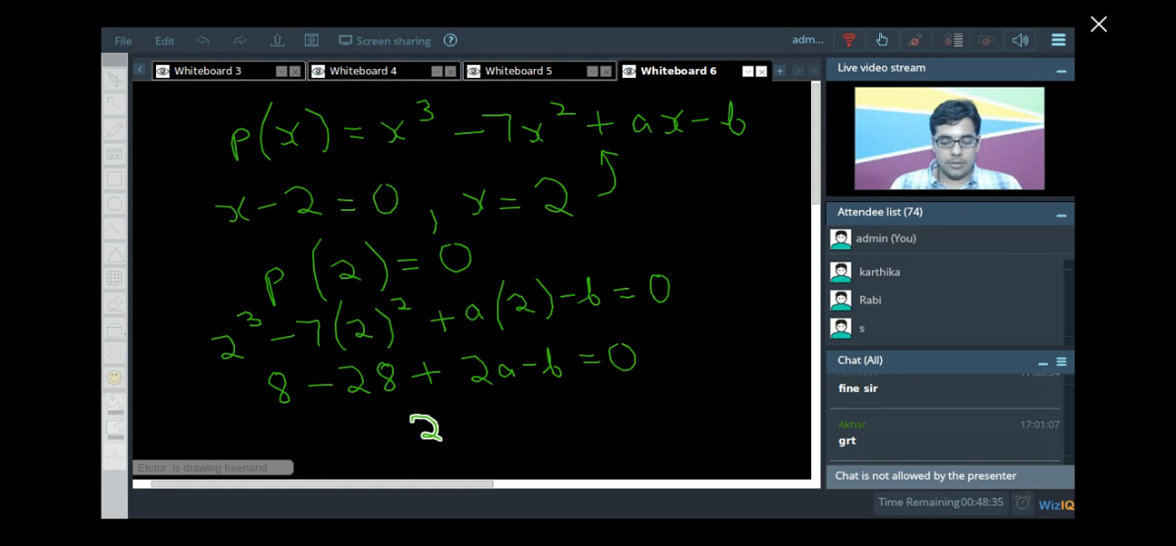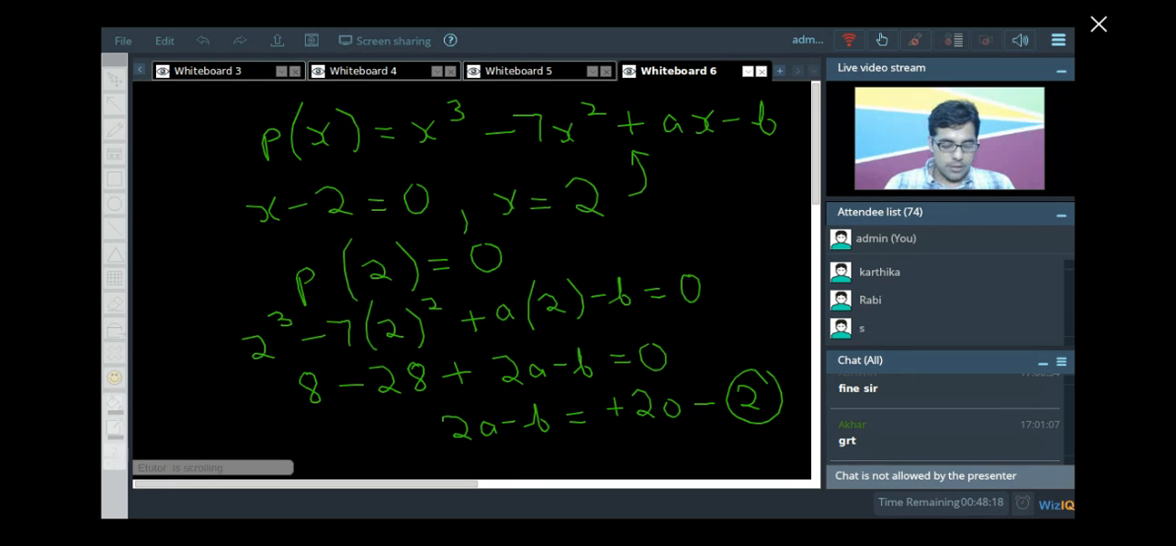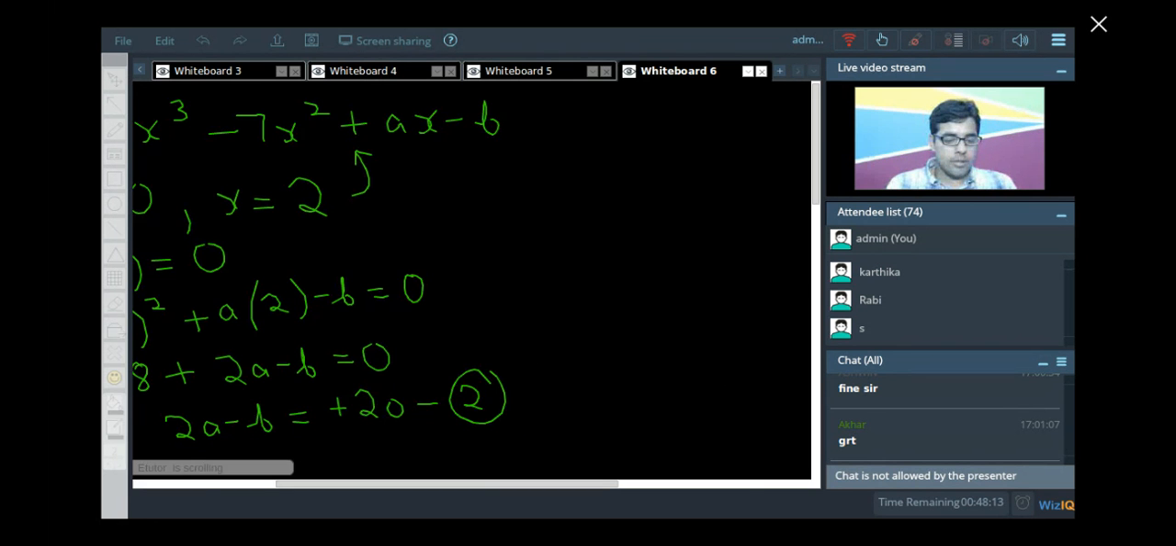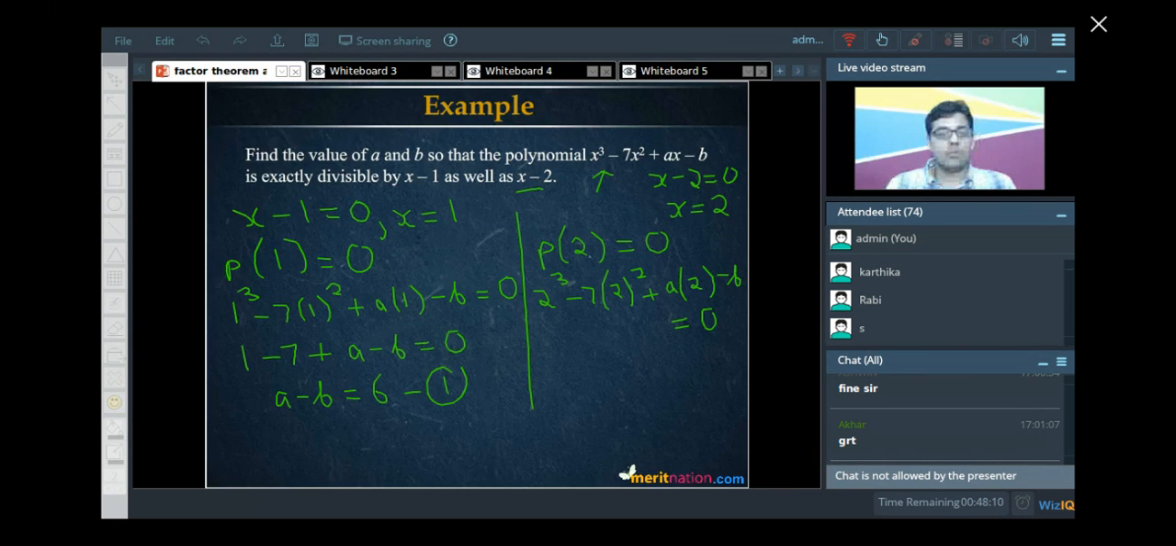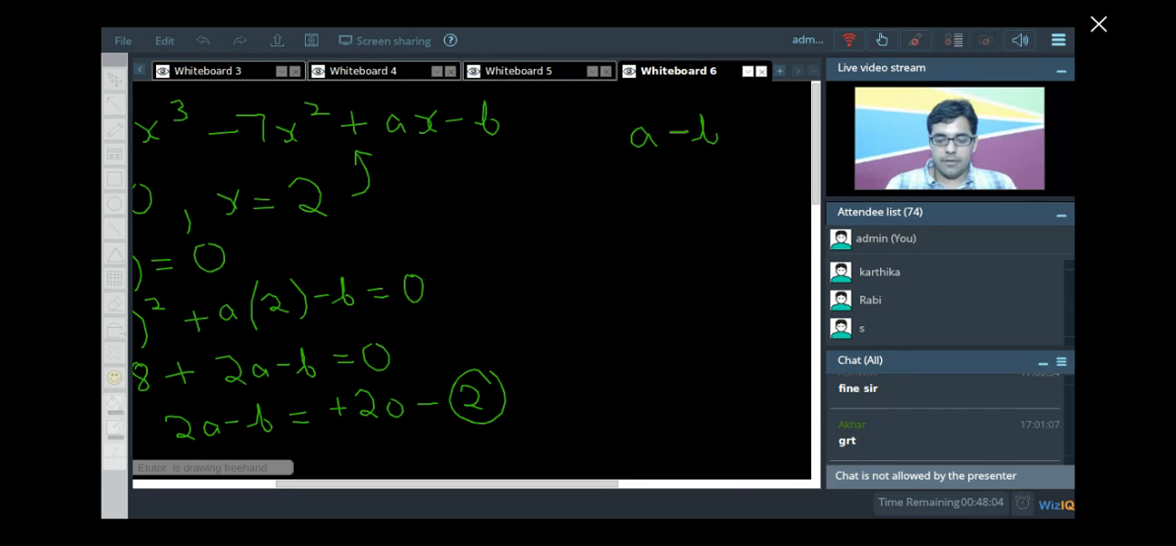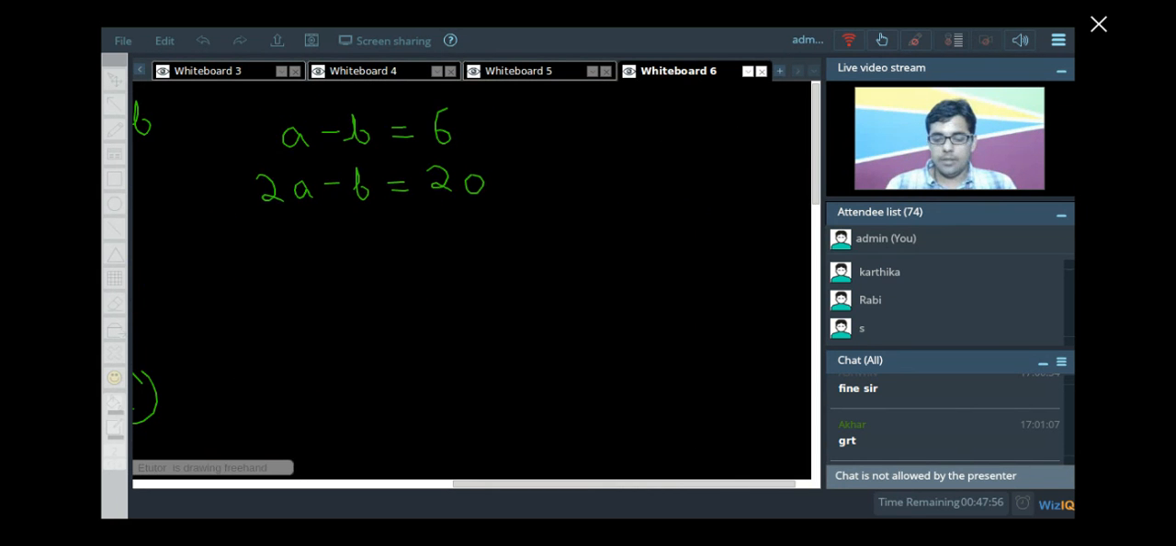We will get here 2a minus b equals minus 28, or plus 28, because minus 28 will go on the right hand side, it will become plus 28. That becomes equation number 2. Now we have basically two equations in front of us. The first equation, already found out, is a minus b equals 6. Second is 2a minus b equals 20.